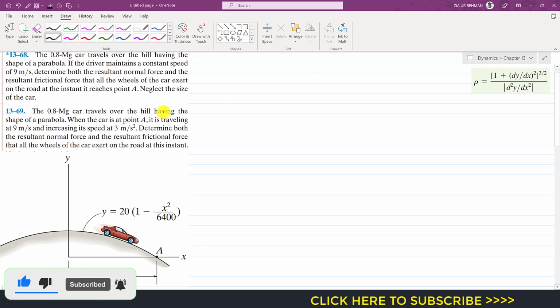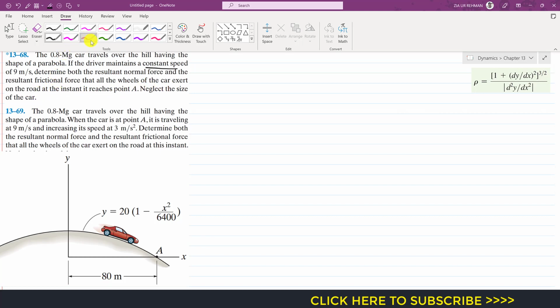Now we are going to solve these two problems which are a little bit different from each other, right? So the problem statement says that the 0.8 megagram car travels over the hill having the shape of a parabola. If the driver maintains a constant speed of 9 meters per second, determine both the resultant normal force and the resultant frictional force that all the wheels of the car exert on the road at the instant it reaches point A. Neglect the size of the car.